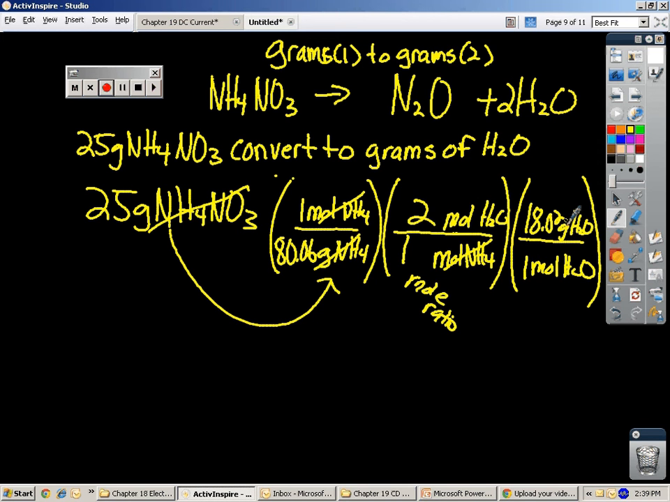Now, we've gotten this whole thing set up. We got the units we want. Grams of water in our answer. Because I can cancel out these moles of water. I'm left with grams of water as our final part. Now we can just do the math. You take 25, you divide it by 80. You multiply it by 2, and then you multiply it by 18.02, and what should you get for your final answer? 11.25, very good. 11.25 grams of water. And that is your final answer.